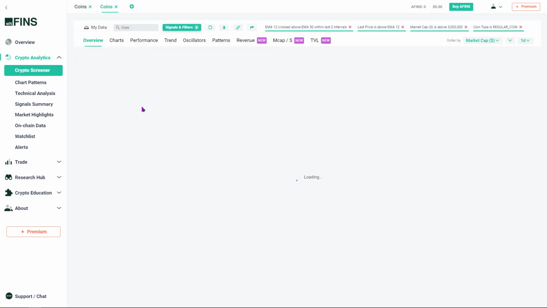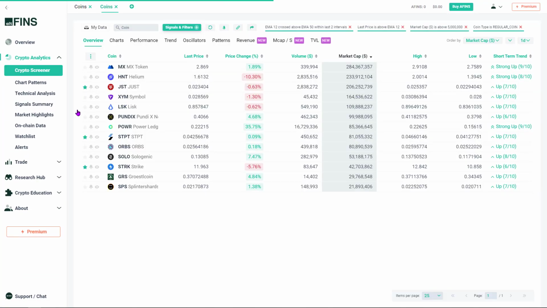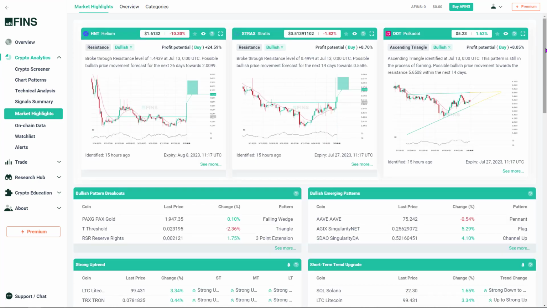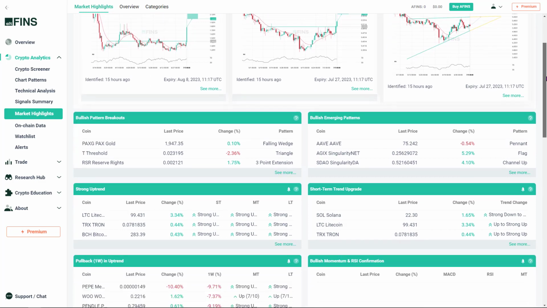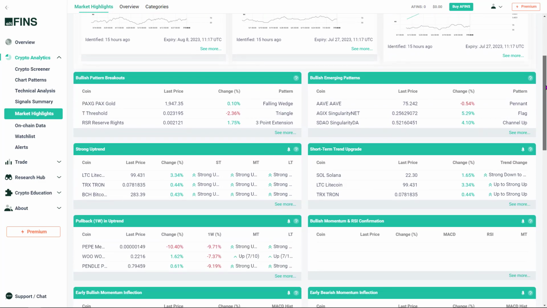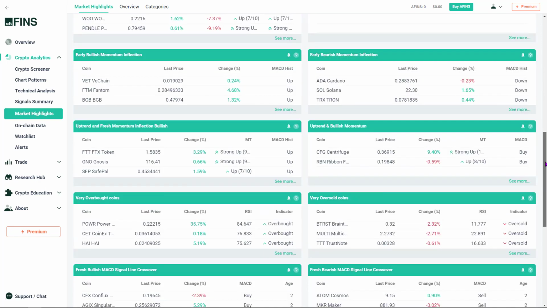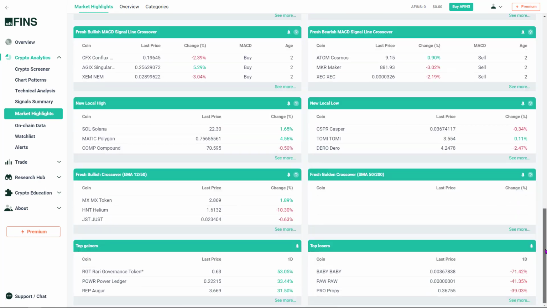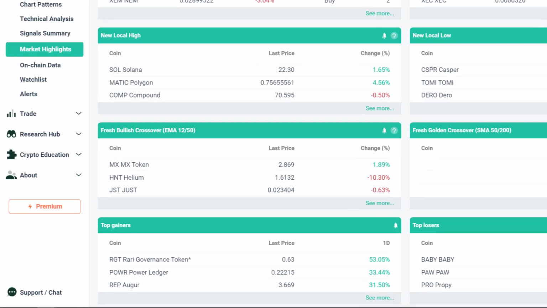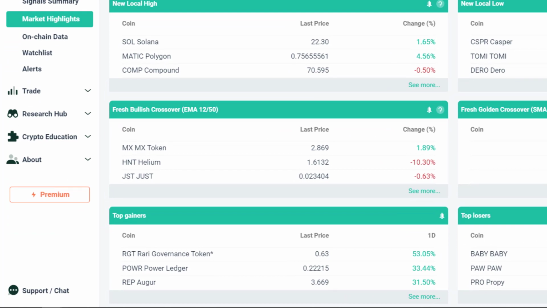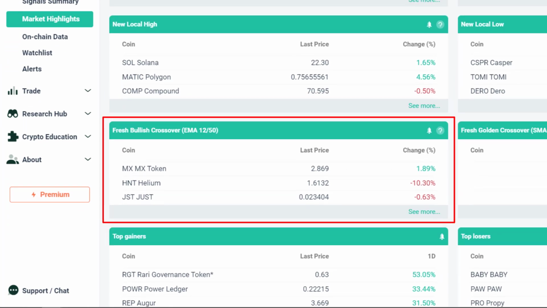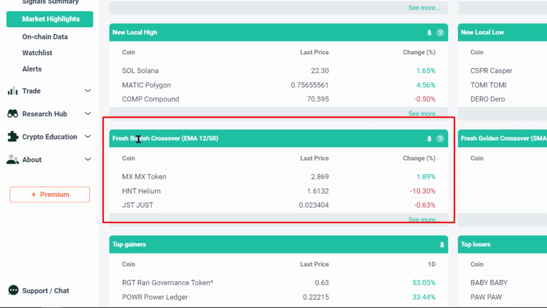Now the other place where you can find this, before I dig in deeper, is the market highlights. Here we also have a list of some of these preset filters or market scans, except that you can actually already see some of the results. But this is not a complete list of all the strategies, so I encourage you to also check the signal summary as well. But here it is, fresh bullish EMA crossover as well.